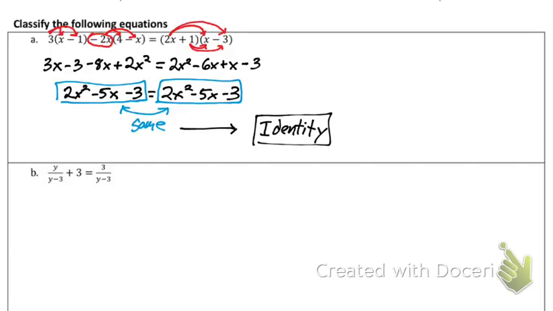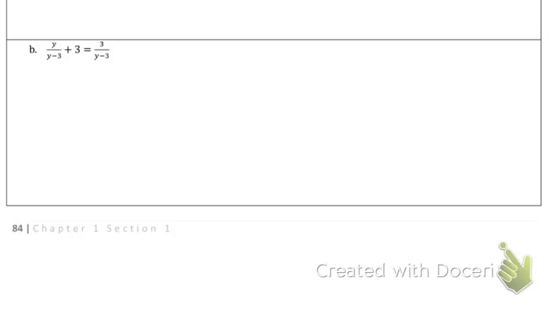The next one, we have y over y minus 3 plus 3 equals 3 over y minus 3. I'm going to go ahead and clear the fractions. You do not need to clear the fraction in this one. You could subtract on both sides, and you'll get to the same answer. But I'm just going to get in the habit of clearing fractions. It's usually the correct path.